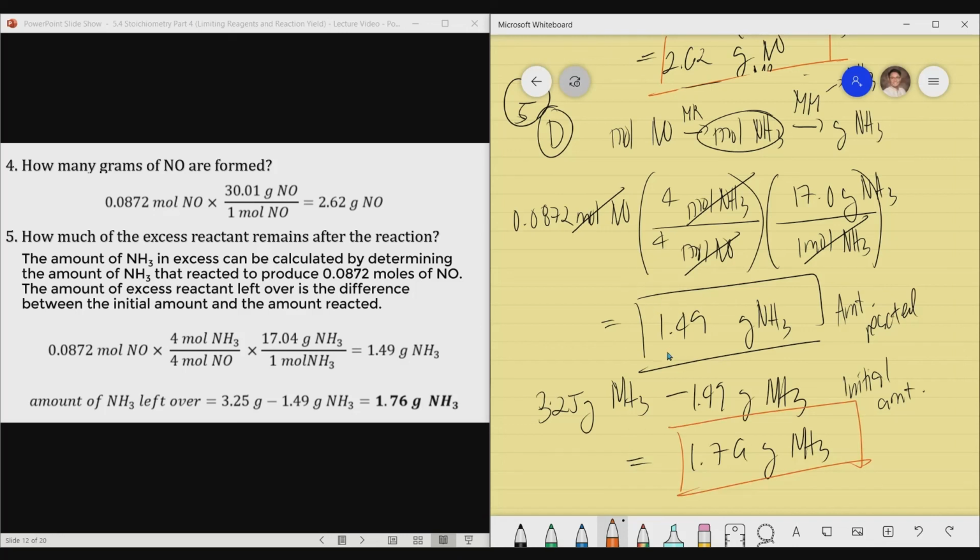Let me repeat. Ito pong 1.49 grams of NH3, amount reacted pa lang po yan. So ito, yung nakalagay sa PowerPoint, 1.49, hindi pa yung final answer. Kasi need pa nating isubtract si 1.49 sa initial or sa given amount. Ang given amount ni NH3 according sa word problem ay 3.25. That is why, itong 3.25 na galing sa word problem, binanggit yan sa word problem, babawasan natin ng 1.49, getting 1.76 as the final answer. Therefore, 1.76 grams of NH3 is our answer for letter D. Okay?